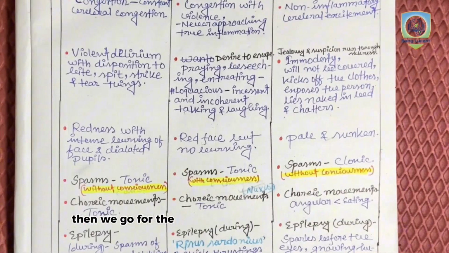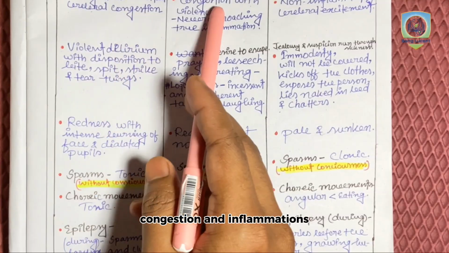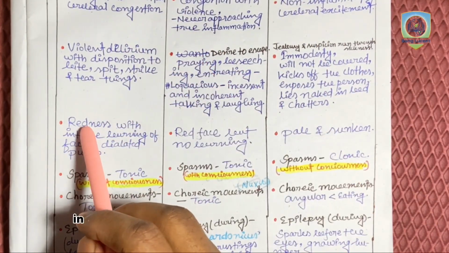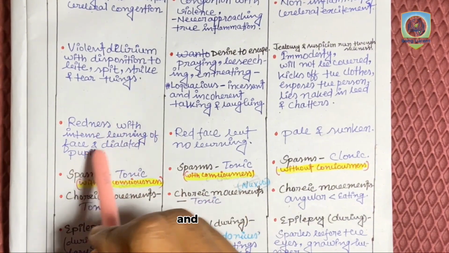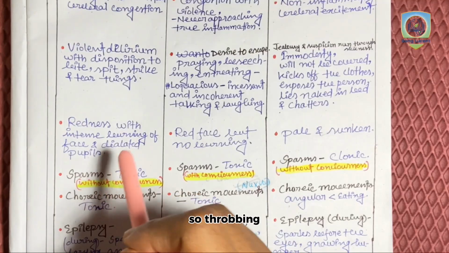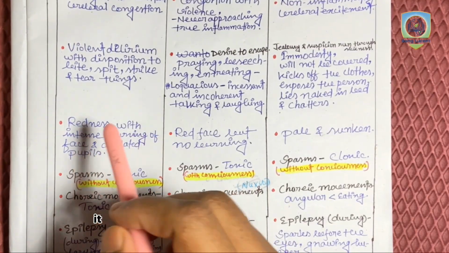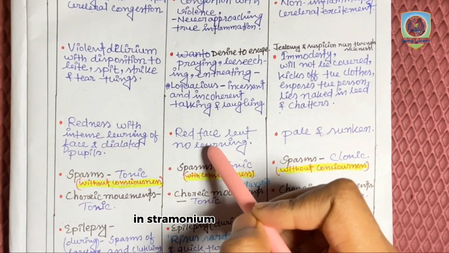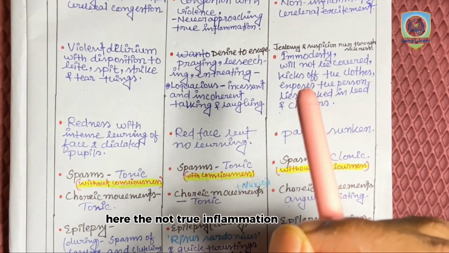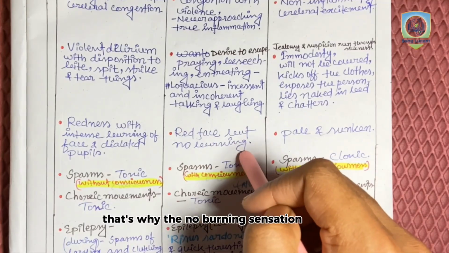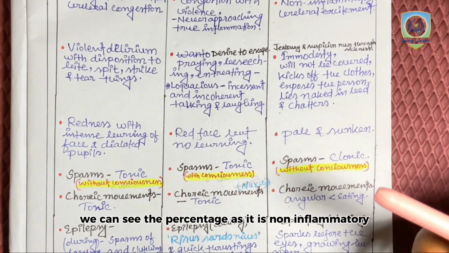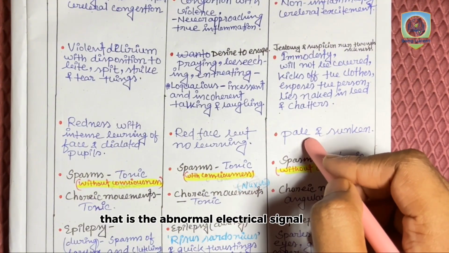Then we go to the other symptoms. As congestion and inflammation are marked in these medicines, we see the features of these persons. First, in belladonna, the redness with intense burning of face and dilated pupils. We know this is the key symptom of belladonna. As congestion is marked, throbbing carotid, dilated pupils and burning face are marked. Redness is also marked in belladonna. In stramonium, here also red face but not burning, because here it never approaches true inflammation. That's why there is no burning sensation. In the case of hyoscyamus, as it is a non-inflammatory cerebral excitement, it is only the abnormal electrical signal of the brain.